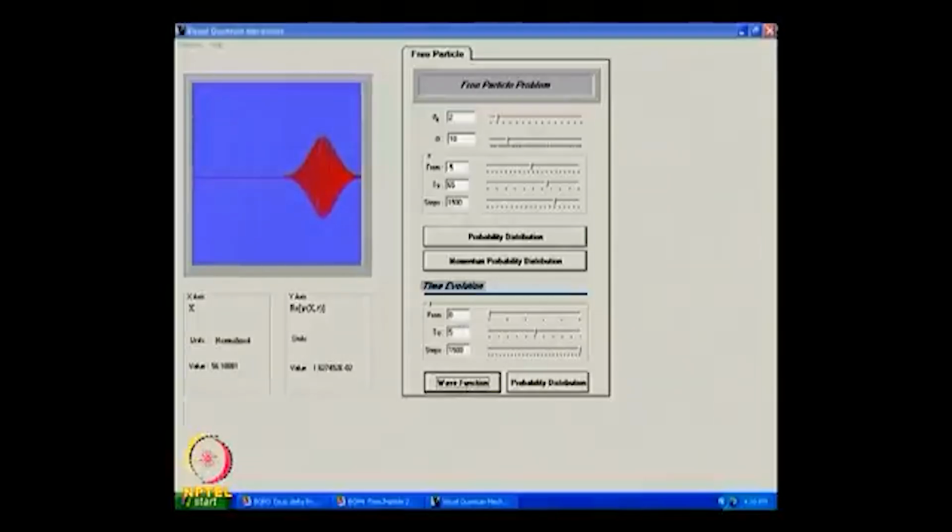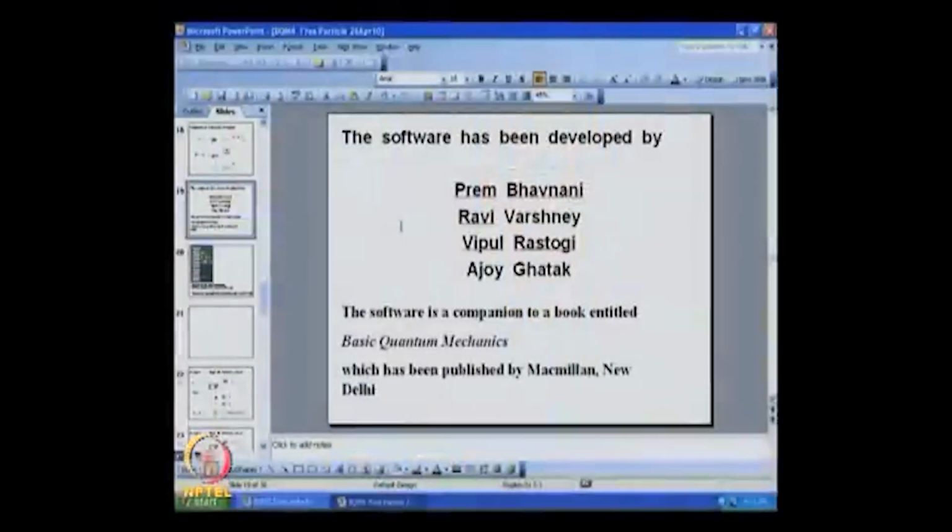I thought I will show this to you. The software that I have just now shown, we will be discussing other examples, has been developed by my colleagues Prem Bhavnani, Dr. Ravi Varshney and Dr. Vipul Rastogi, who is right now in IIT Roorkee, and the software is a companion to a book entitled Basic Quantum Mechanics, which I had referred to earlier. We will show you other examples from this book at later courses.